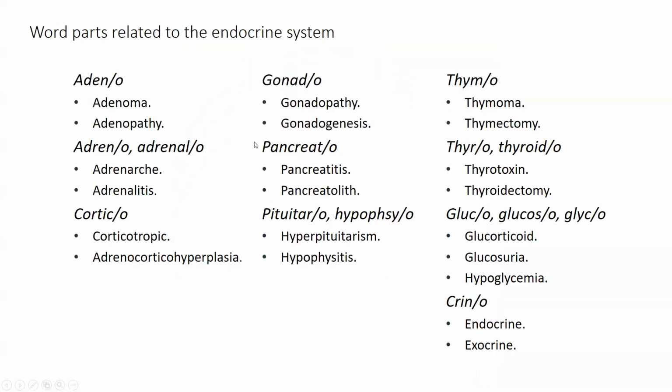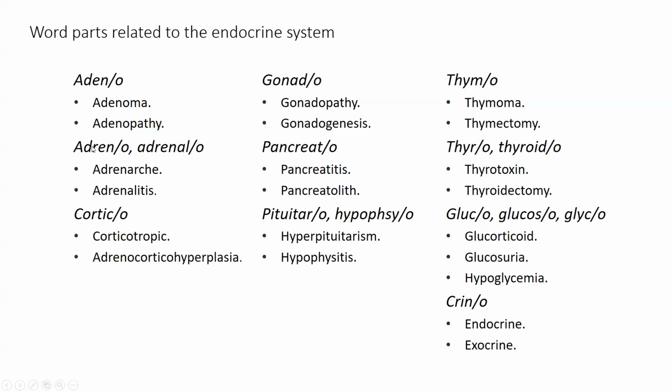So let's talk about the word parts. Adeno refers to gland. That means a gland. So if you have an adenoma, that is a mass or a tumor of a gland. Adenopathy would be a disease of a gland.